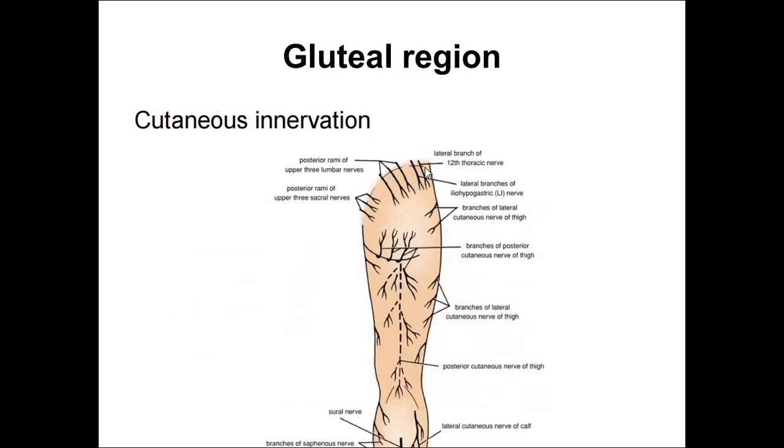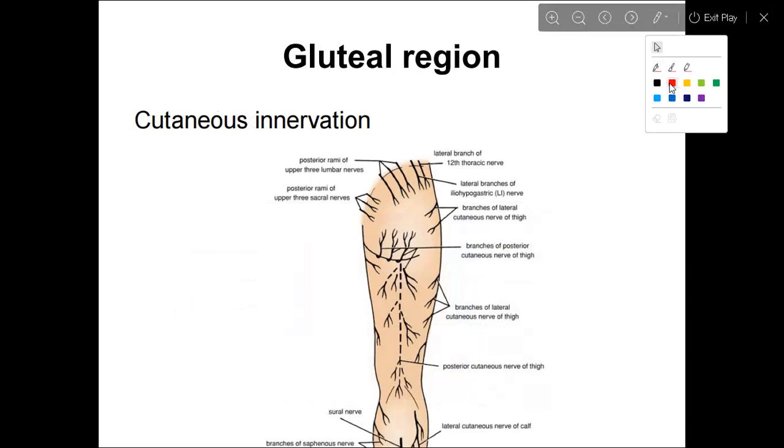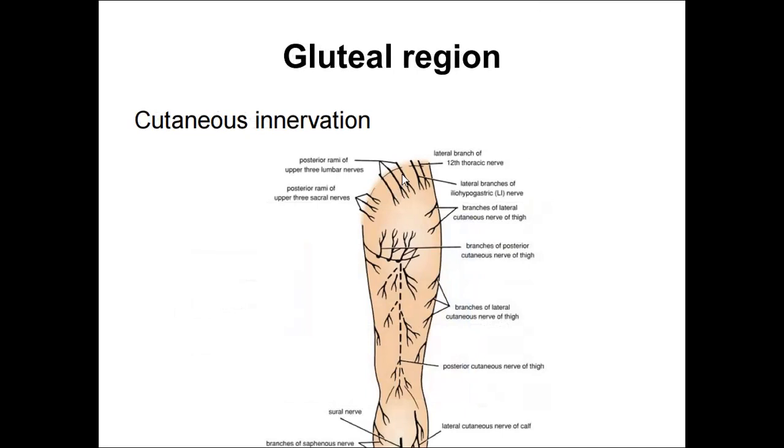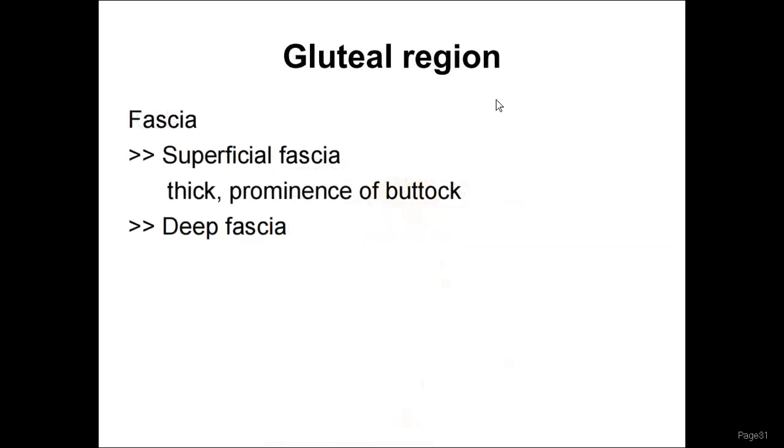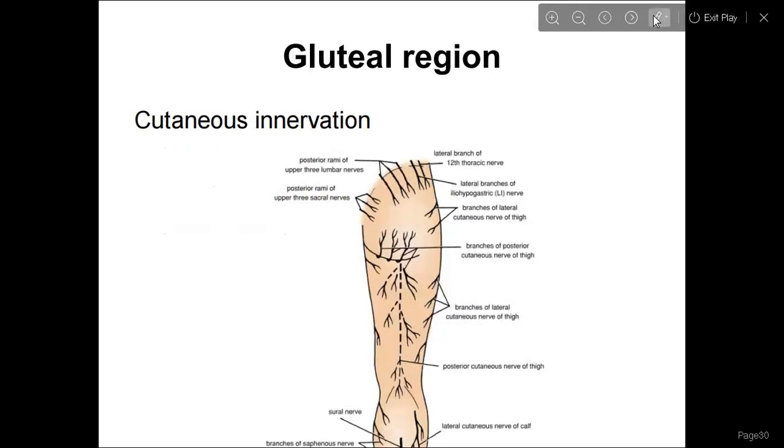the cutaneous supply of the gluteal region comes from several nerves, and I shall explain these nerves in this way. We shall divide the gluteal region into quadrants, right? So we have an upper lateral quadrant. Let me actually put it this way.